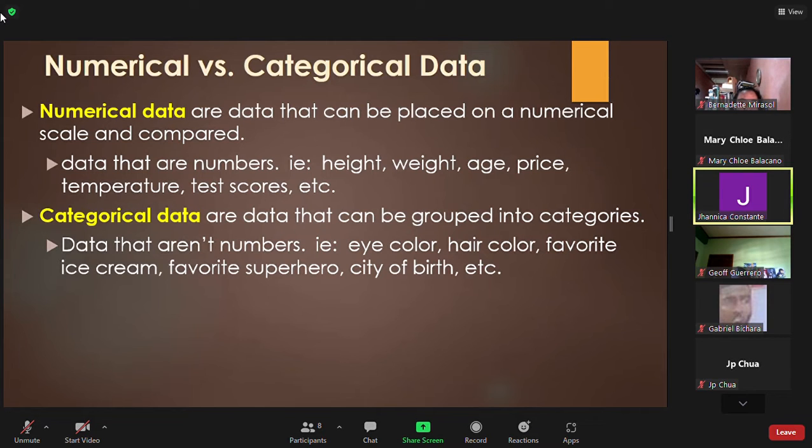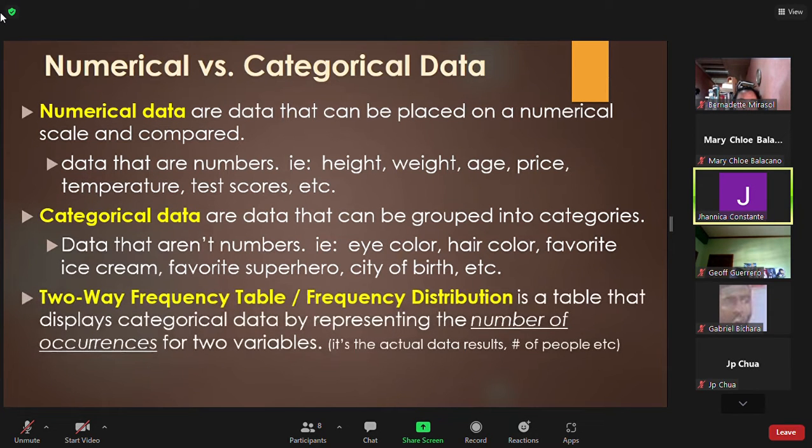When we say two-way frequency table or frequency distribution, that is a table that displays categorical data by representing the number of occurrences for two variables. So a two-way frequency table includes the categorical data and also your numerical data. The numerical data stands for how many times the categorical data occurred in the set of data that we have.